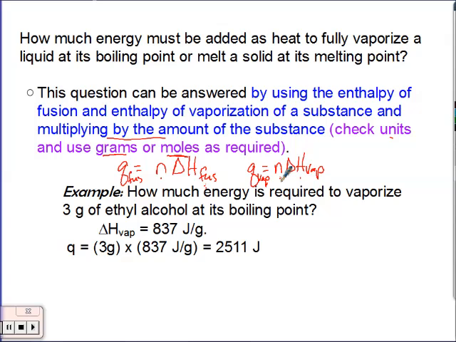Example: how much energy is required to vaporize 3 grams of ethyl alcohol at its boiling point? They would give you the delta H of vaporization, or a way to look it up, but you wouldn't have to know what that is. So Q equals, in this case, we're using m because we're given the vaporization in grams. So m times the delta H, and I get 2,511 joules required to vaporize 3 grams.